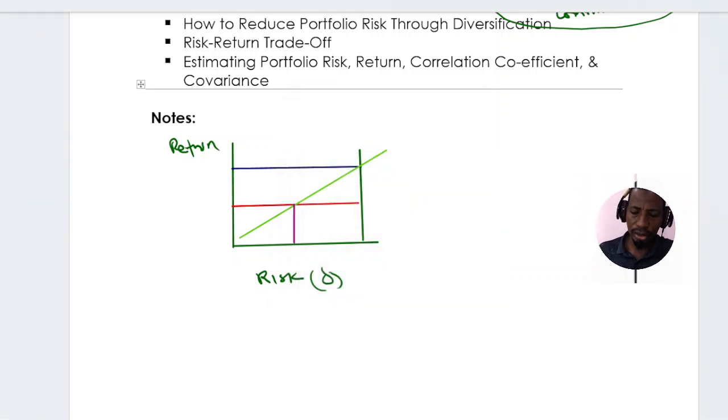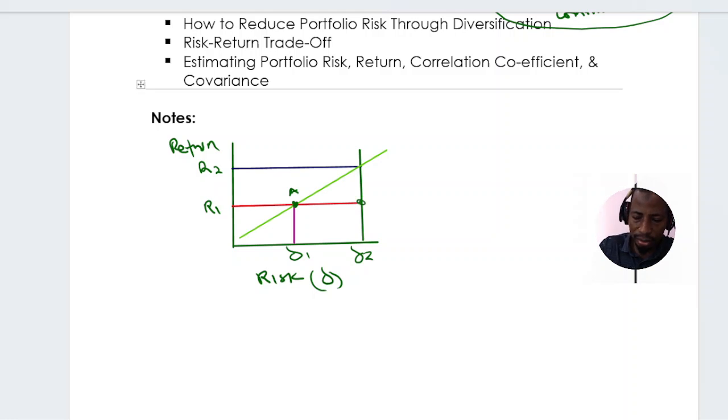Okay then, so risk and return, we have return level 1, return level 2, risk level 1, risk level 2. You will notice that the risk and return intercepted at this point. Let's say this is point A. Risk and return also intercepted at this point.